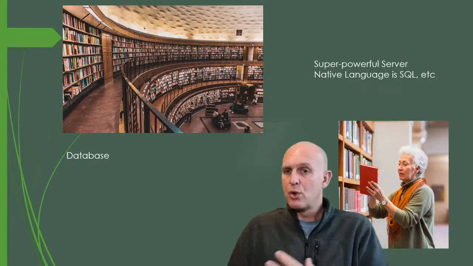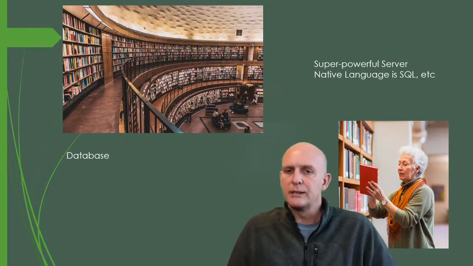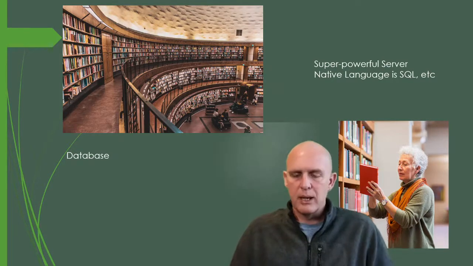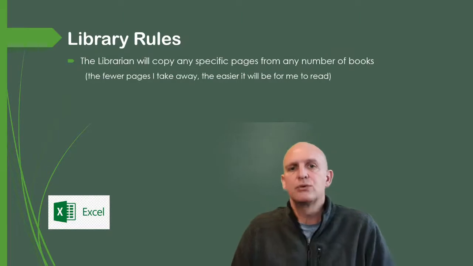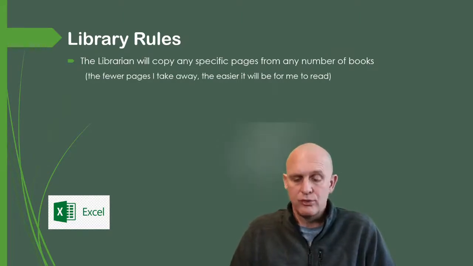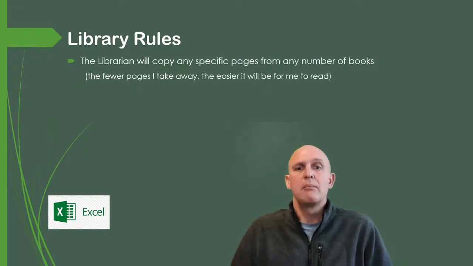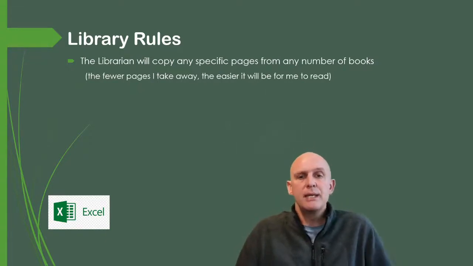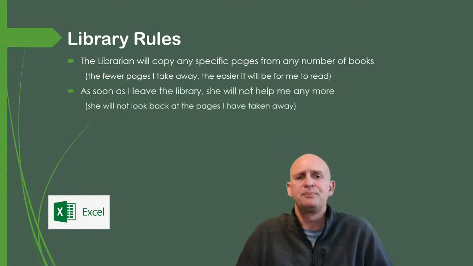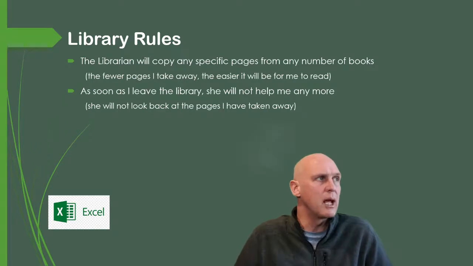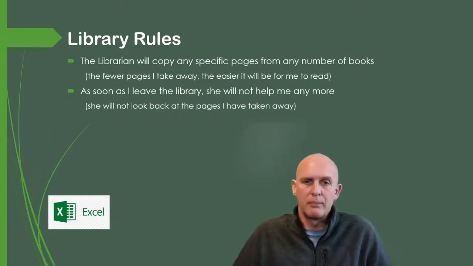So she is the server who owns that library of stuff, and her native language might be SQL or some other relevant server language. Now within the library there are some house rules. The first of these rules is the librarian will copy pages from any number of different books that I want, but of course the fewer pages I take away, the easier it will be for me to then read and process and analyze that information. But there's another rule. Once I've taken away those pages, the librarian will not help me anymore. I need to do everything myself from the point at which I leave the library. So she won't look back on the pages that I've taken away.